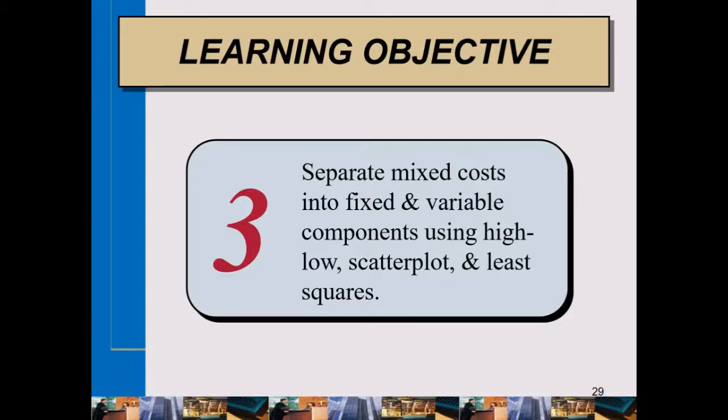Now, the third objective is to separate mixed costs into fixed and variable components using high-low, scatterplot, and least squares. As I mentioned, if the fixed or variable cost is given, it's easy. However, in reality, it usually involves mixed cost. It's not strictly variable or strictly fixed. Usually, mixed cost is what is used. So, it is necessary to identify the fixed and variable components.